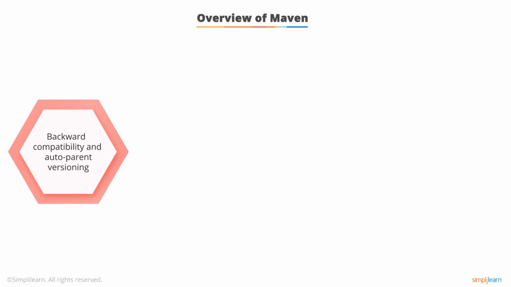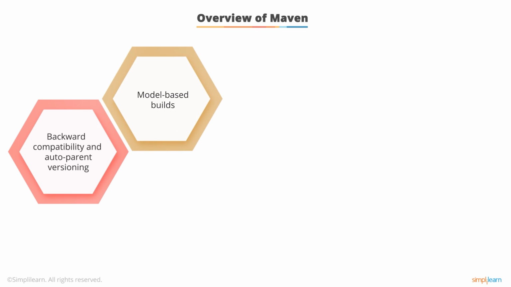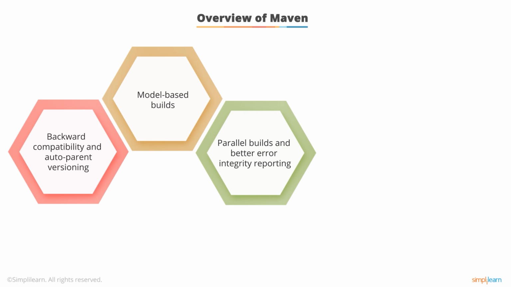Number 1 is backward compatibility and auto-parent versioning. The hierarchical structure of the POM XML file reduces the burden on version control and reconciliation of dependencies. Number 2, Maven supports model-based builds. Number 3, Maven supports parallel builds and better error integrity reporting. You can kick off a number of project builds that run asynchronously.